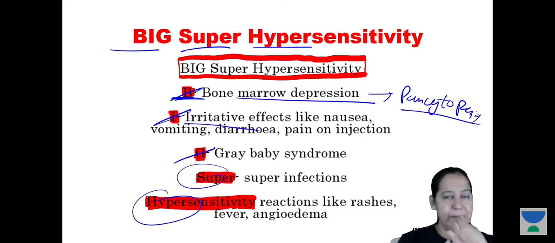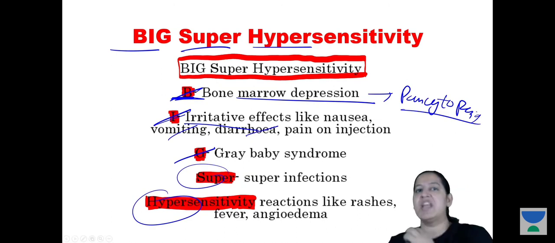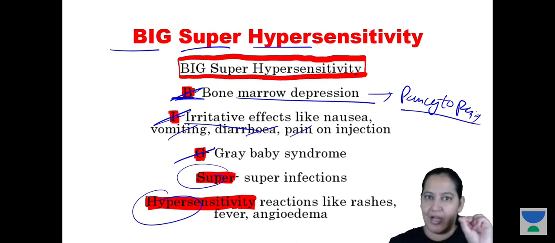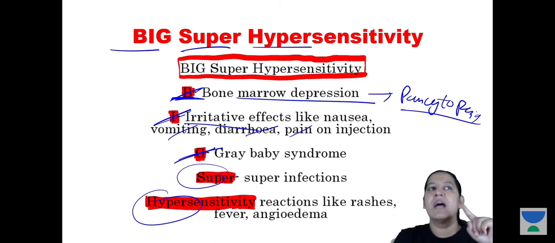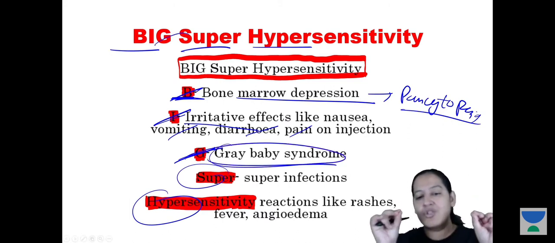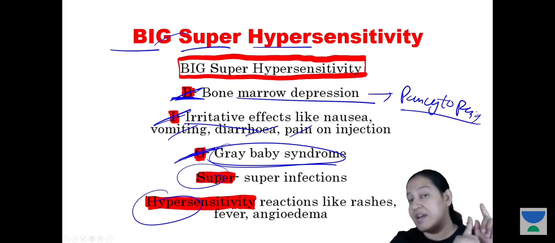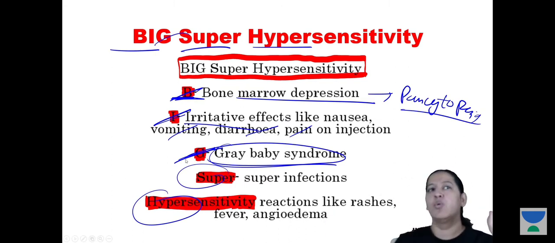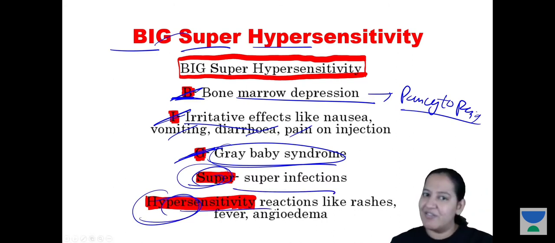Like if I take it by mouth, I will have vomiting, diarrhea. If I take it by injection, I will have pain. So local irritation. G of Big is gray baby syndrome. I will explain what gray baby syndrome is. Gray baby syndrome is caused only by one drug, chloramphenicol. Never forget, very important MCQ. Super is from super infection. Hyper is from hypersensitivity. Hypersensitivity is allergy.